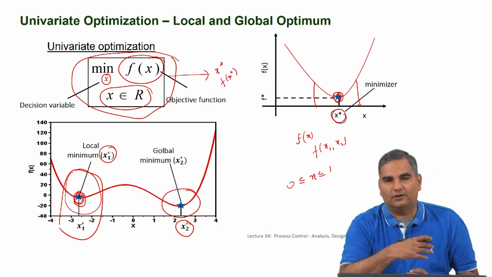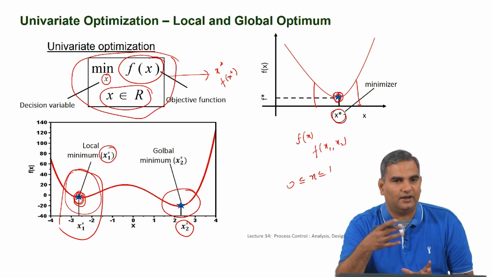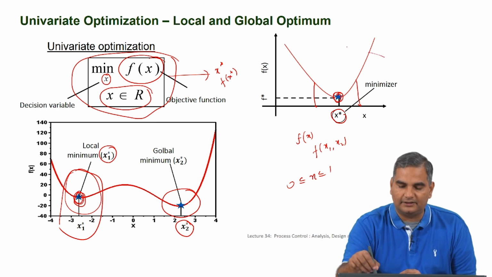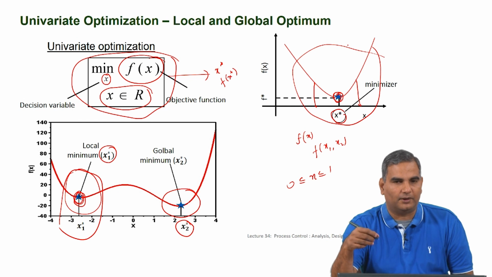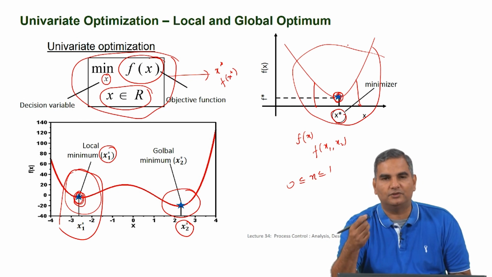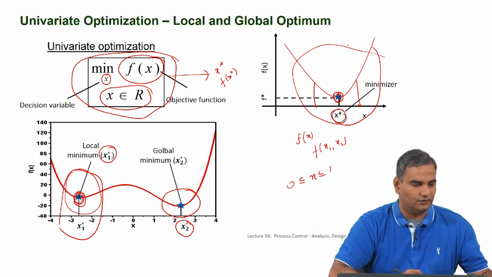If the controller formulation is in such a way that I can show that the function is going to be of this form, then we do not have to worry about local minima at all, because there is only one minimum, and once you find a minimum, you know that is a solution that you have to live with.